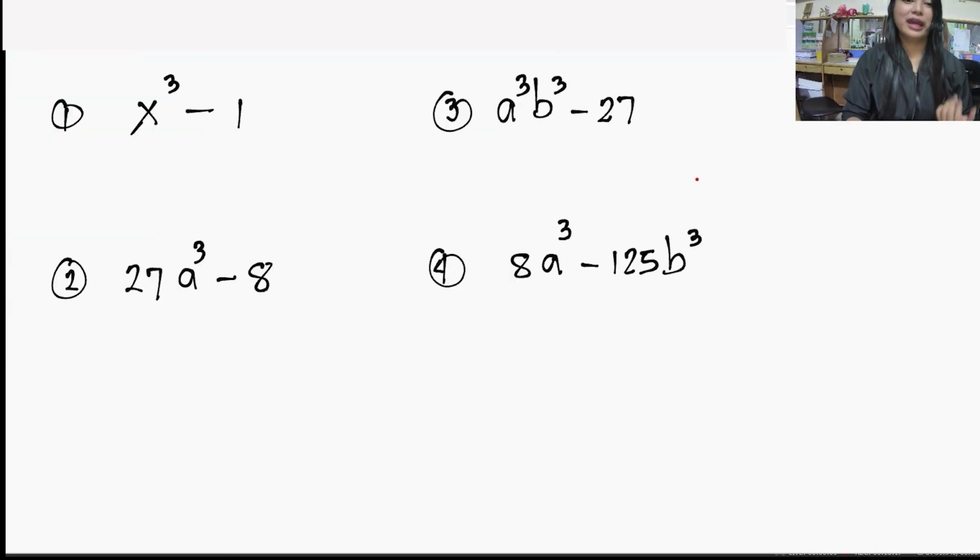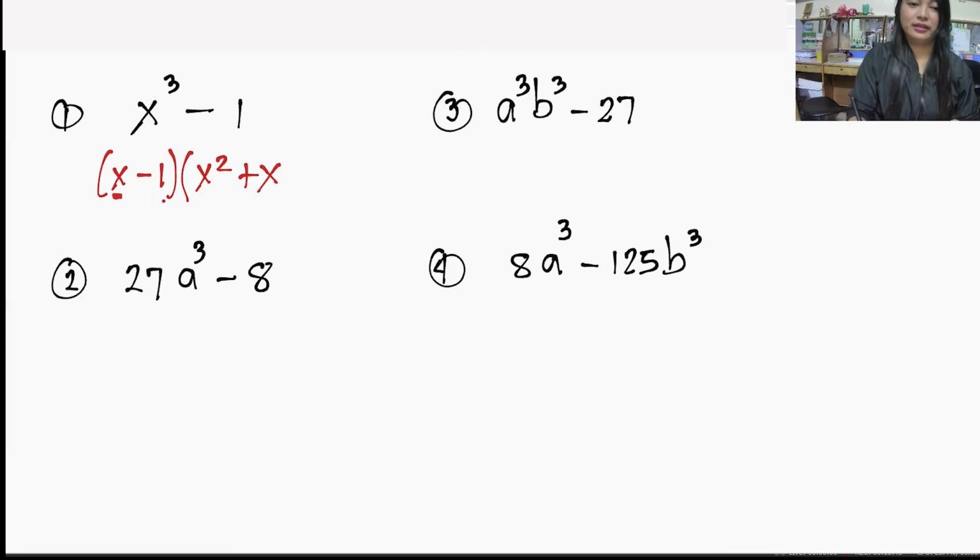We have here x cubed minus 1. Again, the cube root of x cubed is x and the cube root of 1 is 1. Since that is minus, and then square the first term, that would be x squared. Positive product of x and 1, that would be plus x. And lastly, the square of the second term. 1 times 1 is 1.